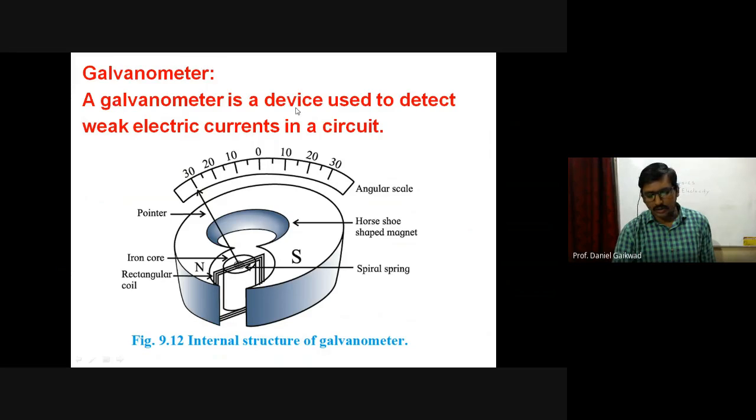A galvanometer is a device used to detect weak electrical current in a circuit. So check carefully. This is the horseshoe shaped magnet, north pole and opposite south pole. These are cut in cylindrical shape, and inside the gap we have a spiral spring, then a rectangular coil, and at the center we have an iron core, and on that spiral spring we fix a pointer.